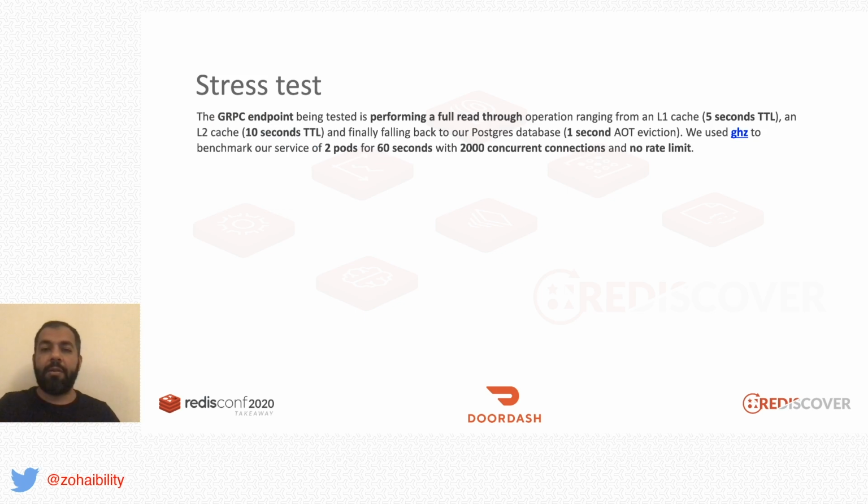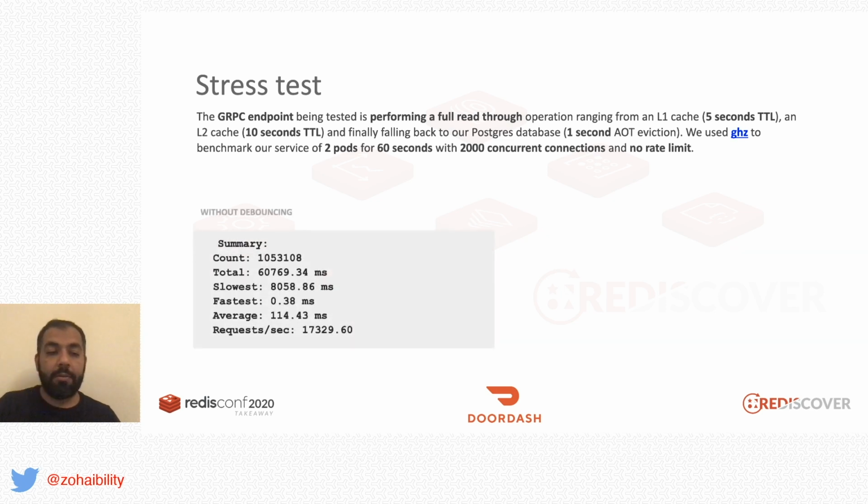So doing all these optimizations with ahead-of-time eviction and all that, we configured our servers as a 2-pod setup, and we ran our benchmark tool. We use ghertz for benchmarking. Our L1 cache was 5 seconds TTL. L2 was 10 seconds TTL, and falls back to Postgres to read the users. And we did a repeated cycle of bombarding our servers with requests. We did it for 60 seconds because we wanted to see multiple evictions happening. And we didn't apply any rate limits.